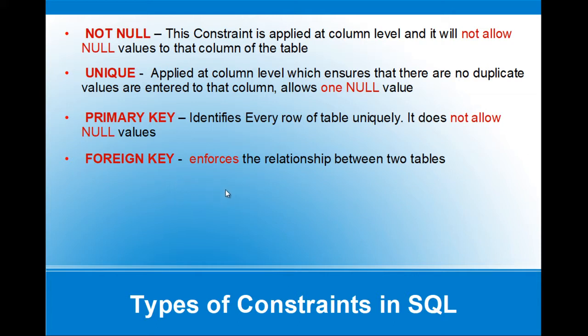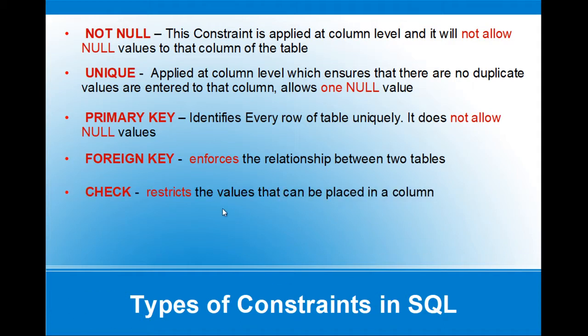The next one is foreign key. The foreign key enforces a relationship between two tables. For example, we can take a TBL department table in which we have department ID and department name. And in TBL employee, we have employee ID, employee name, and the department ID. The department ID in the TBL employee table references the TBL department ID. So the employee table can have only the department IDs which are already present in TBL department. So it will bind those two tables.